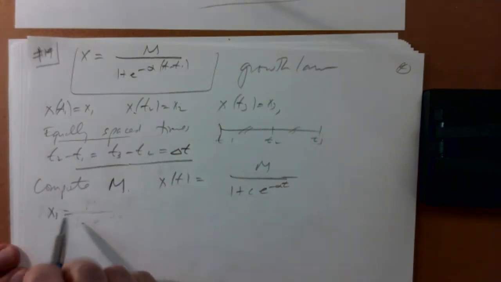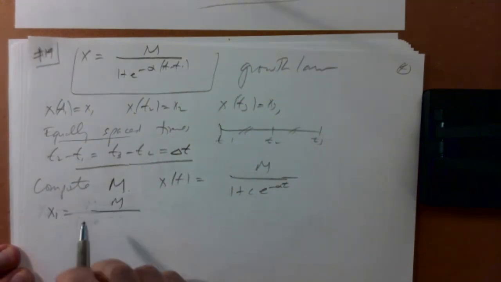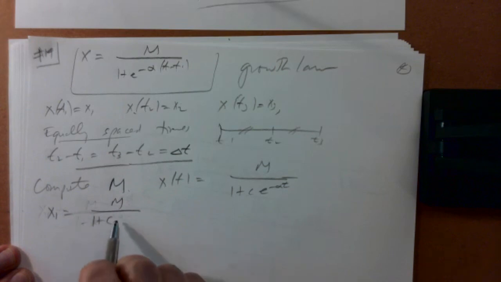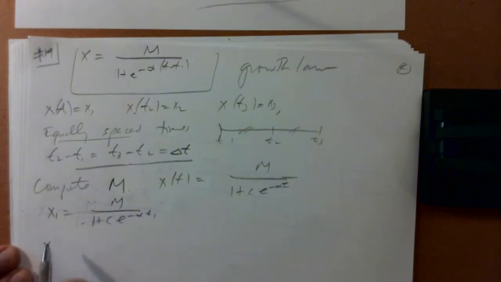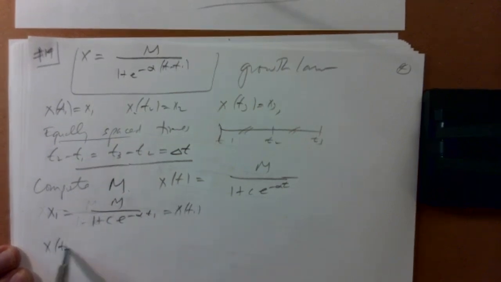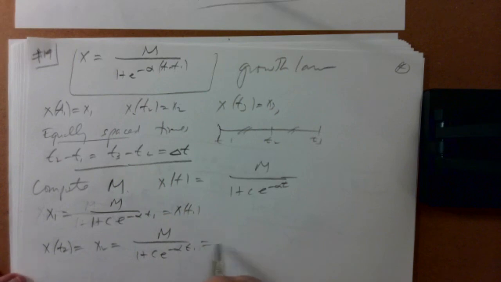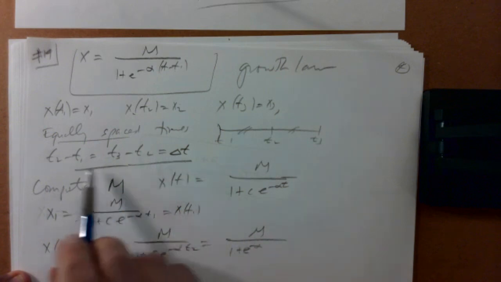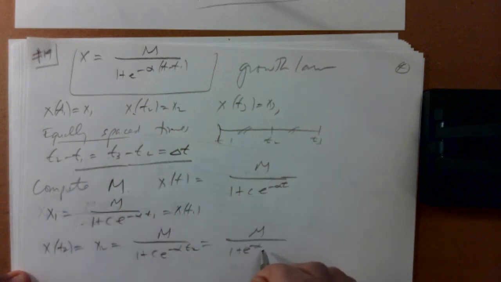So x1 is m over 1 plus c e to the minus alpha t1. This is x at time t1. X at time t2 is x2. That's m over 1 plus c e to the minus alpha T2. T2 is T1 plus delta T.